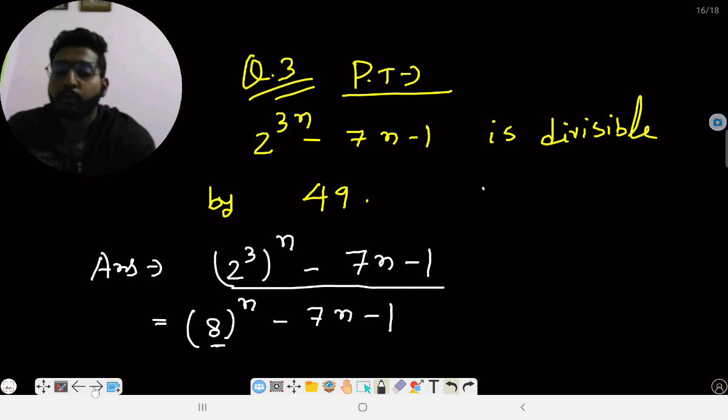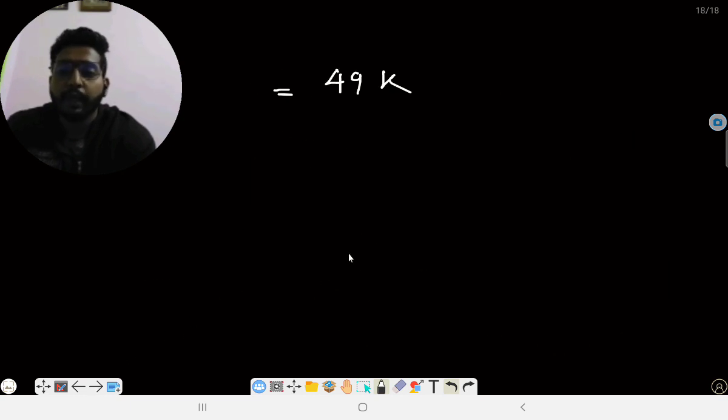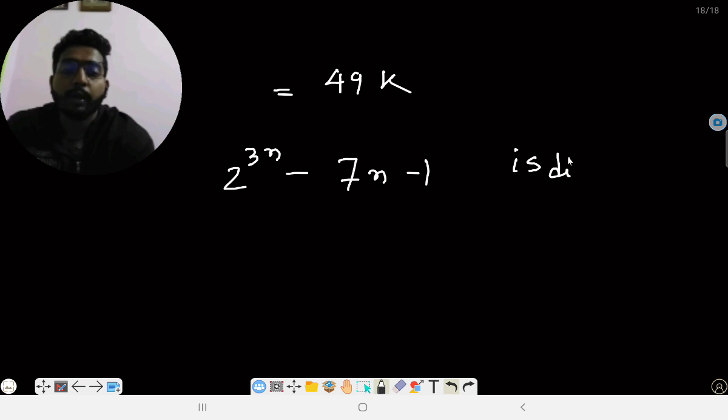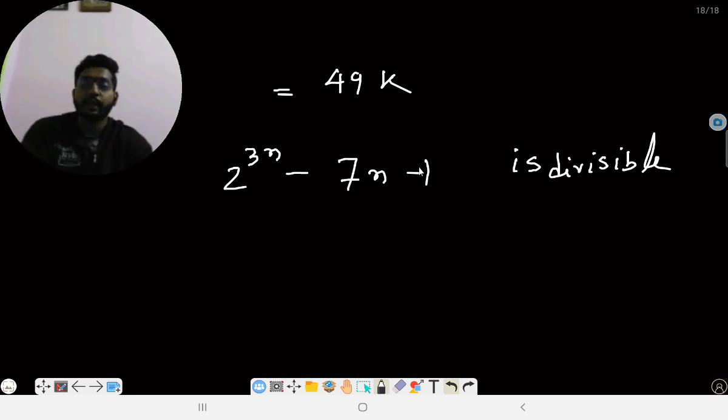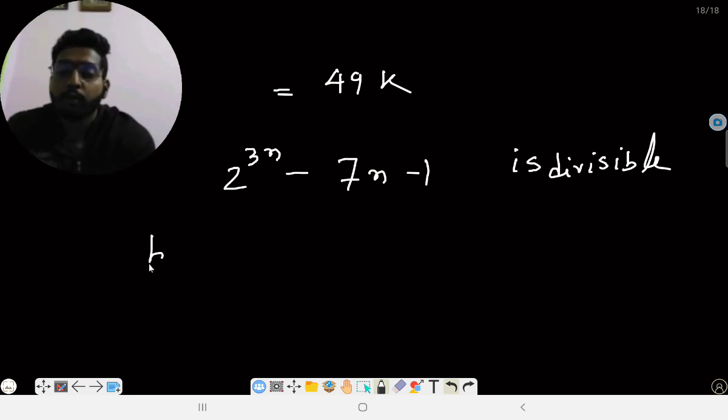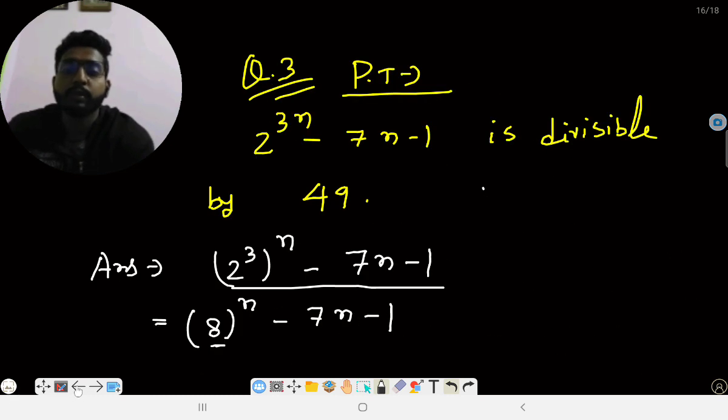So you can see this whole expression, 2 to the power 3n minus 7n minus 1, becomes 49k, that means this whole expression is divisible by 49, because it can be written as 49k. Okay, so this is the proof. So this is the way you can prove using binomial.